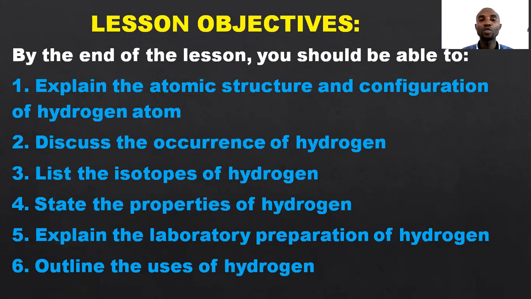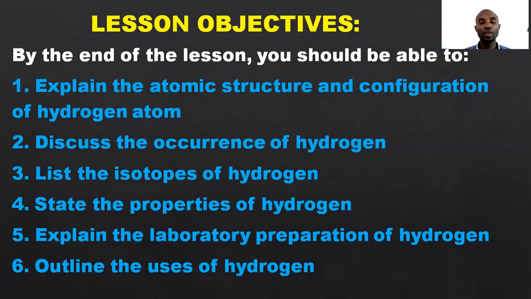Number two, you should be able to discuss the occurrence of hydrogen. Number three, you should be able to list the isotopes of hydrogen. And number four, you should be able to state the properties of hydrogen, then explain the laboratory preparation of hydrogen, and outline the uses of hydrogen. These are the things we want to achieve by the end of this video, so we are going to take them one after the other as we continue.